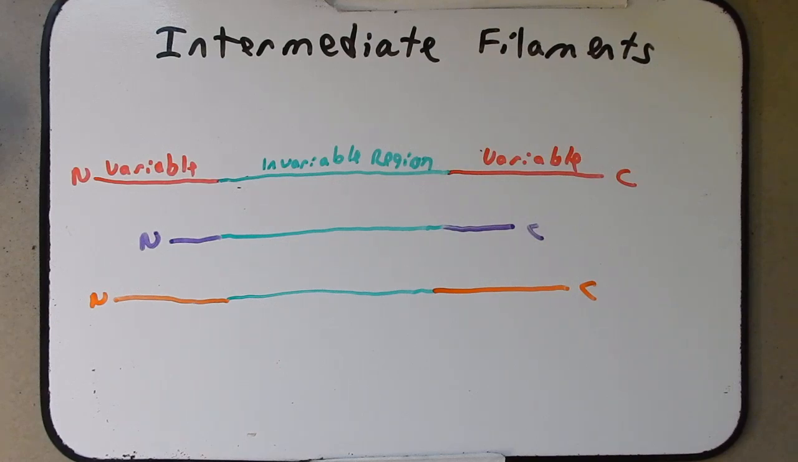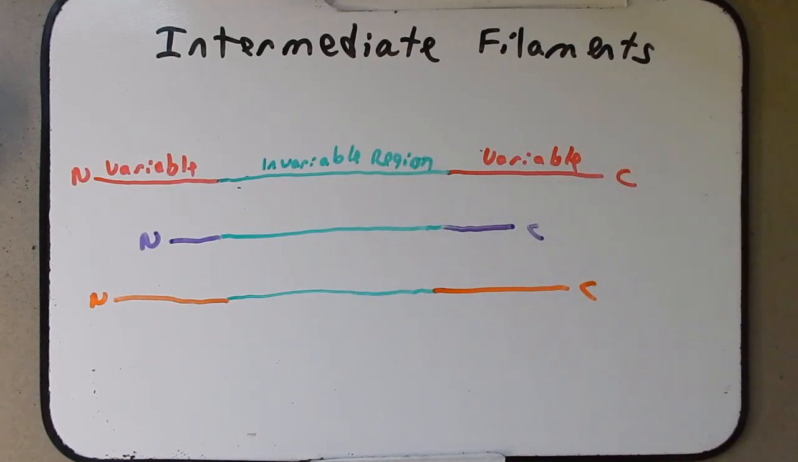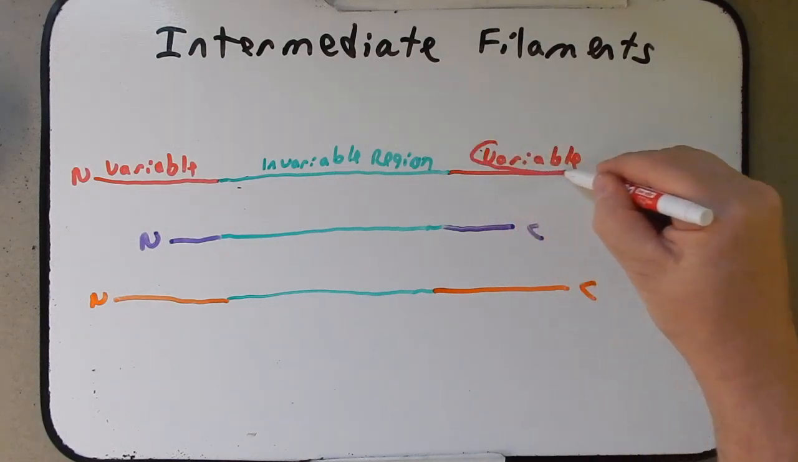And we will see that intermediate filaments have variable functions in different cells. Within the neuron, they have a different function. Within glial cells, they have different functions. Within muscle cells, they have different functions. And that functional difference between the intermediate filaments is all because of these variable regions.